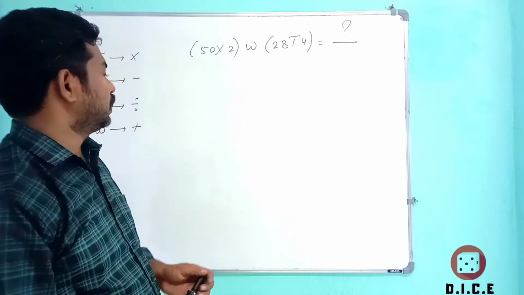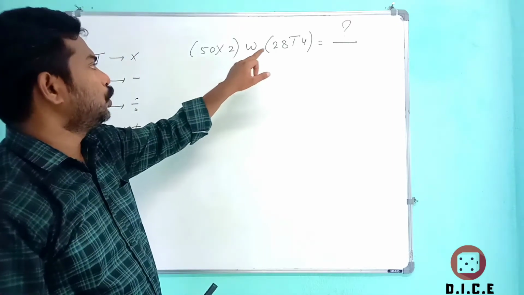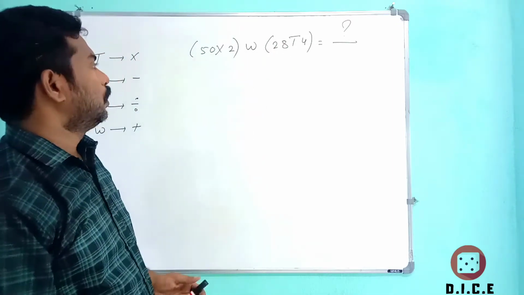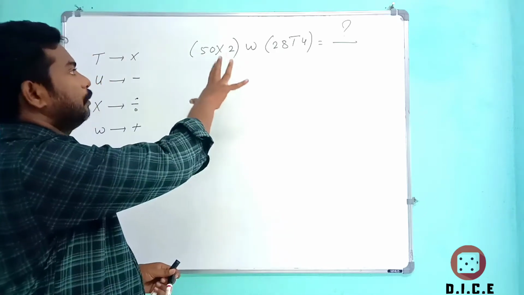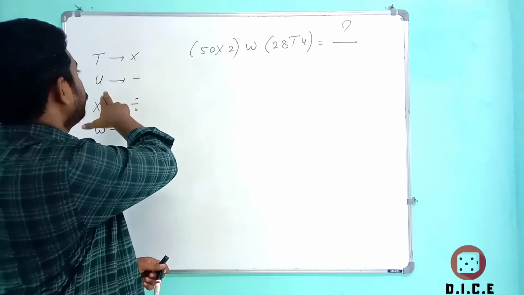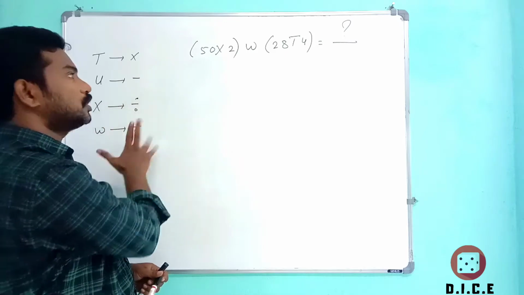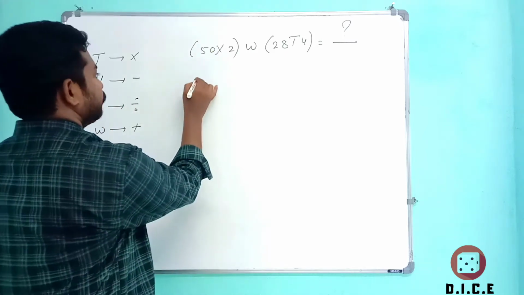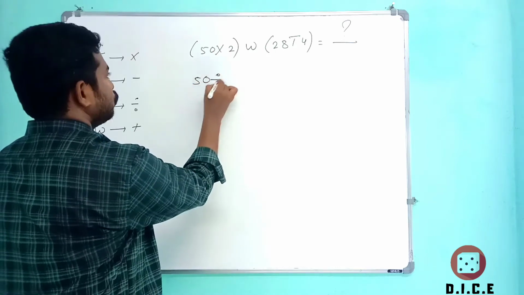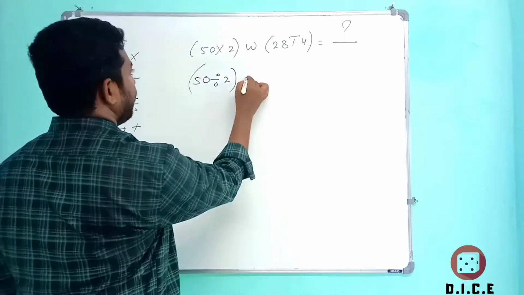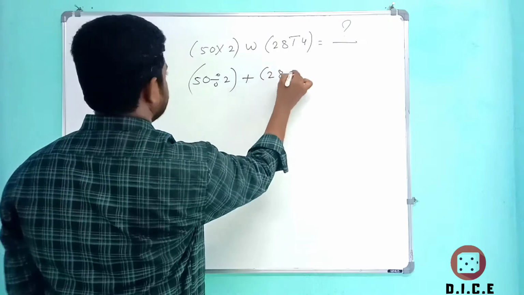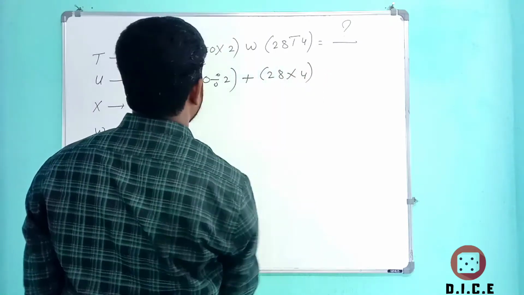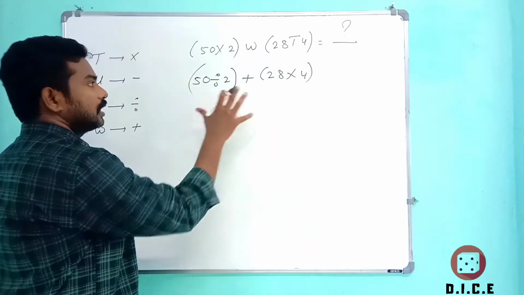If you see the next question, he is asking 50 X 2 W 28 T 4. Of course, for the alphabets, T means into, U means minus, X means division, W means plus. So we have to change all the alphabets into symbols. That is 50. What is X? Division 2. And what is W? Plus. And what is the T? That is into 4.